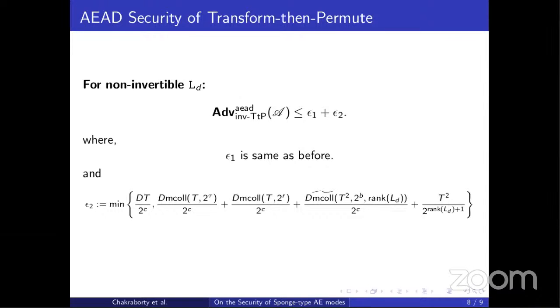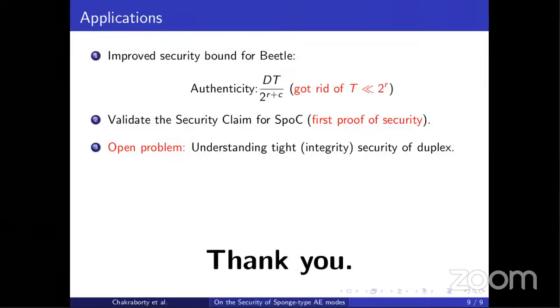Finally, in application terms, what we show is an improved security bound for Beetle. We get rid of the bound on T in the previous analysis. Second, we give a security proof for SPOC. This is the first security proof for SPOC. And in case of duplex, we do achieve the previously proved bound, but we could not improve it. So this is still an open problem. With this, I conclude the talk.